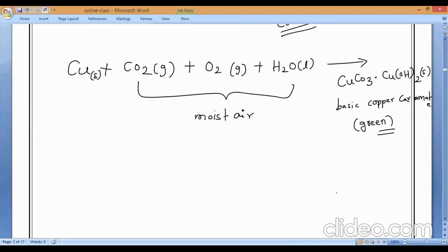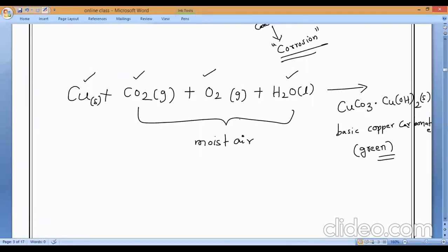Very, very important reaction. So what are the required conditions for the corrosion of copper? Carbon dioxide, oxygen, and water. Out of these, if any one thing is missing, corrosion won't be carried out. So this is the corrosion of copper.